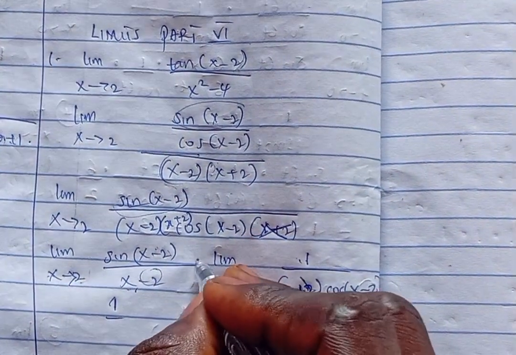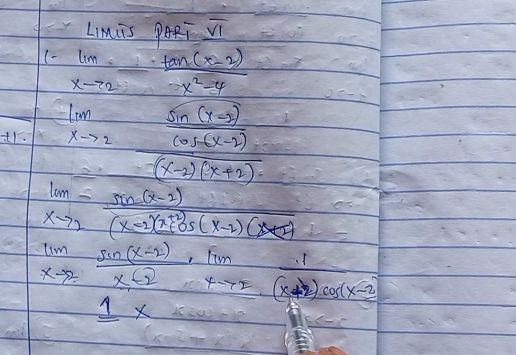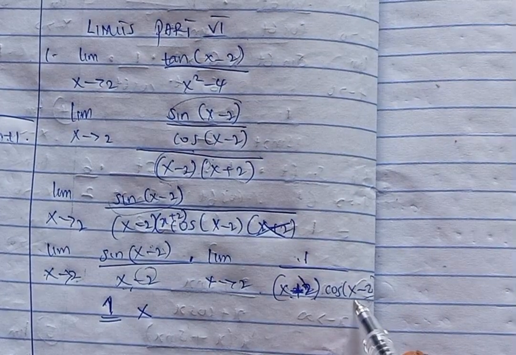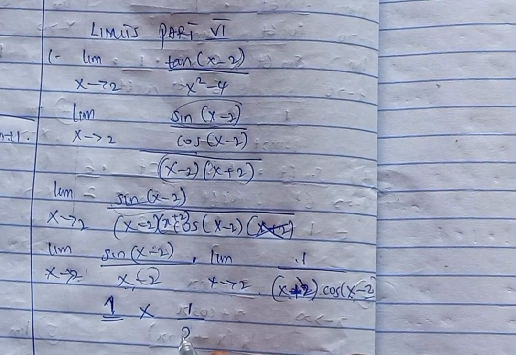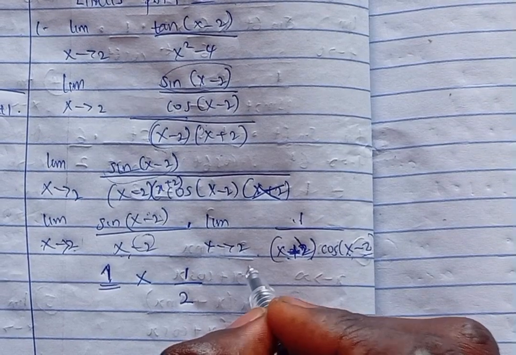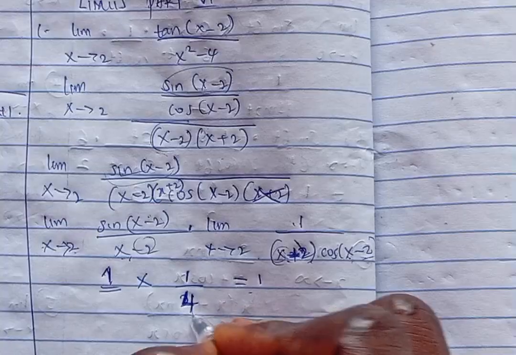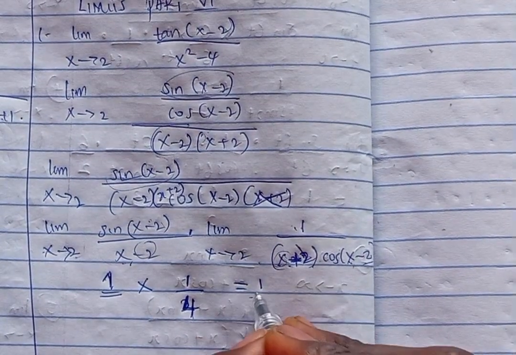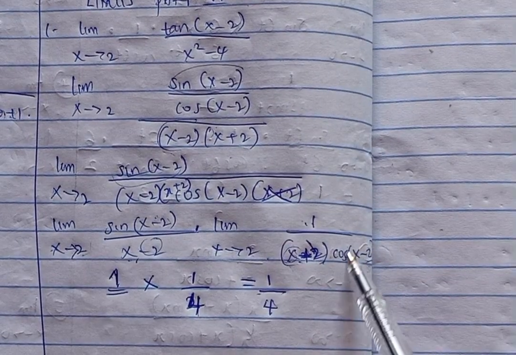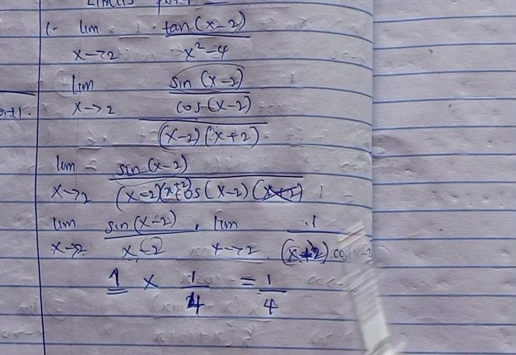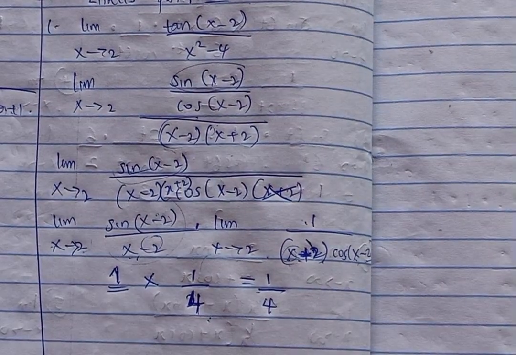Now this one is equal to 1 multiplied by the limit as x tends to 2 of this one. Substitute 2 here, you get 4. Cos: substitute 2 here, 2 minus 2 is 0, cos 0 is 1. So you have multiplied by 1 over 4, because 2 plus 2 is 4. Substitute 2 plus 2, you get 4. This one will give you 1, 4 times 1 is 4. And you have 1 here multiplied by 1 over 4. You understand? Okay, that's that for this question.